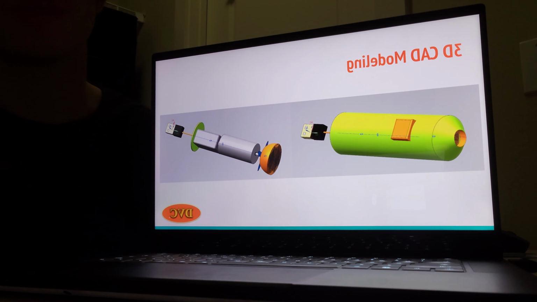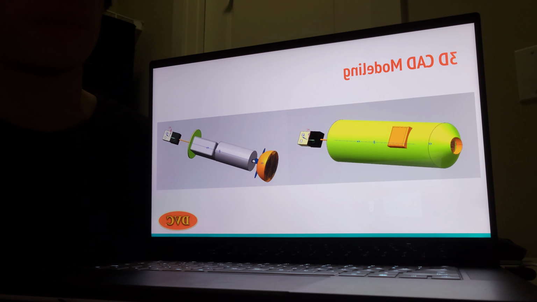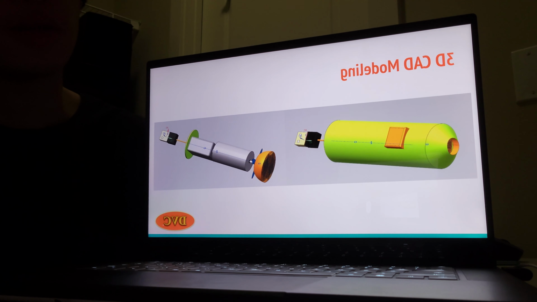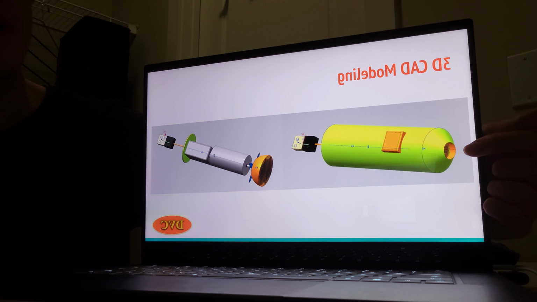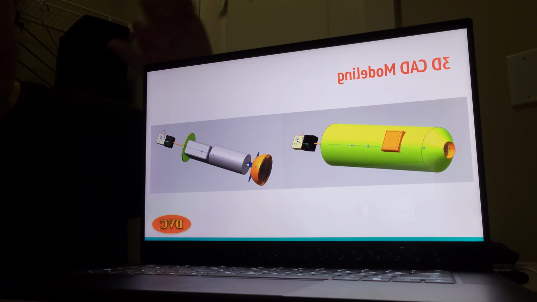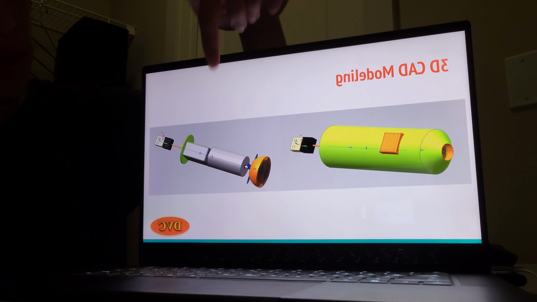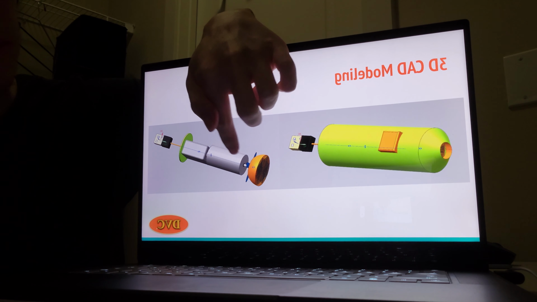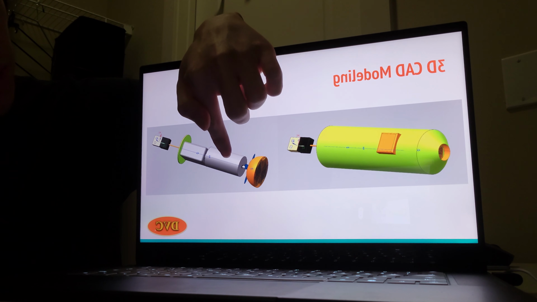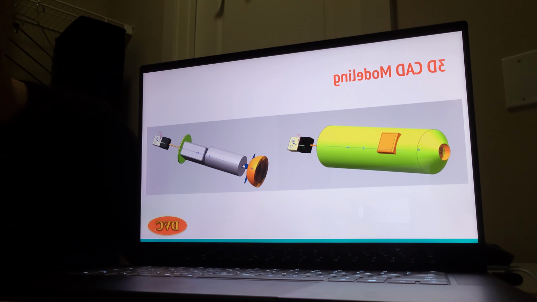The next thing is the 3D CAD model. The thing right here is what it generally looks like. This one is without the shell. The filter is fine. This one is fine. This is a motor, battery, and a USB cable.